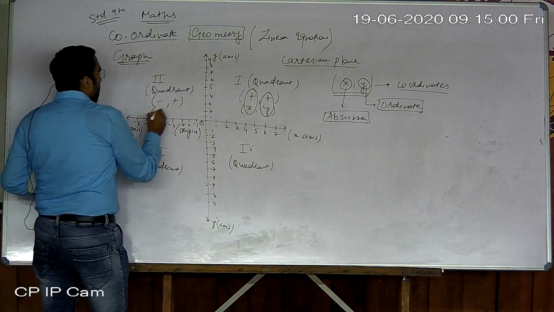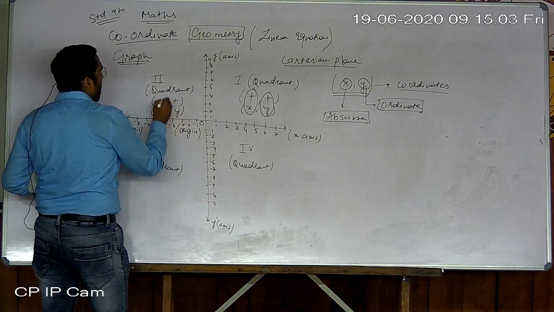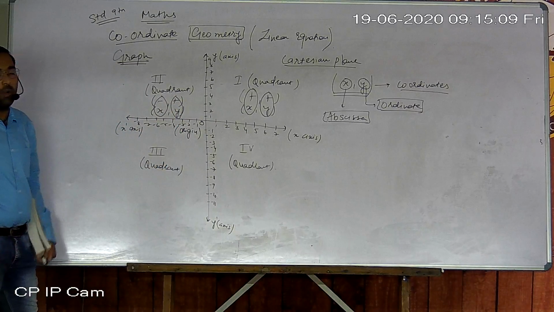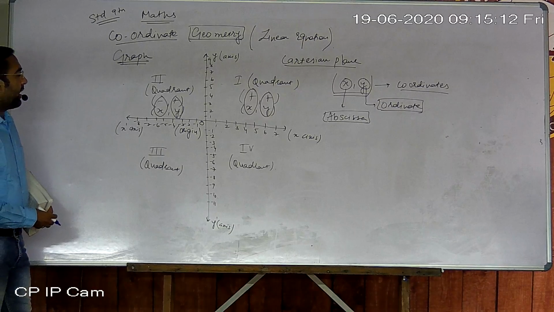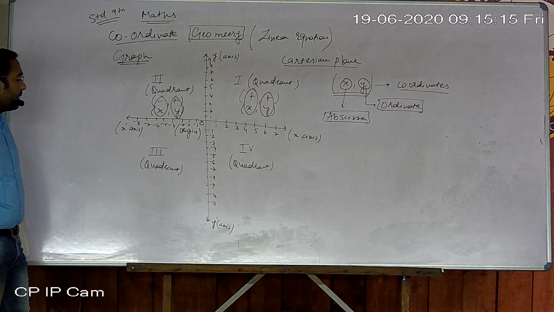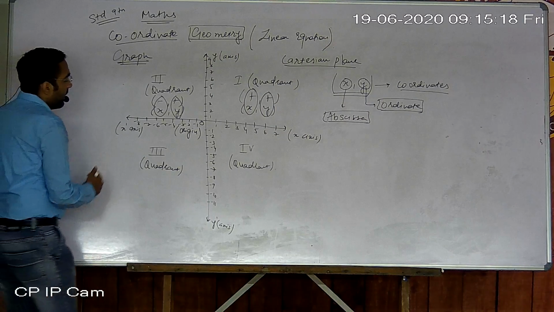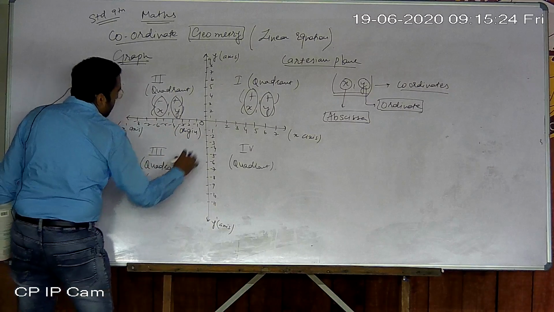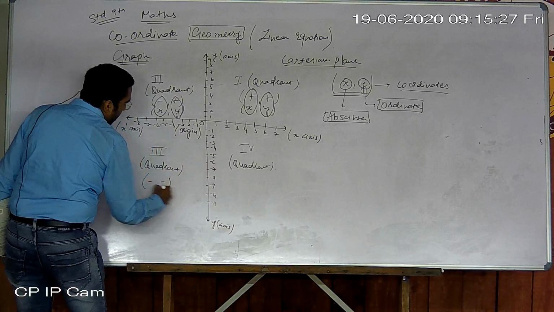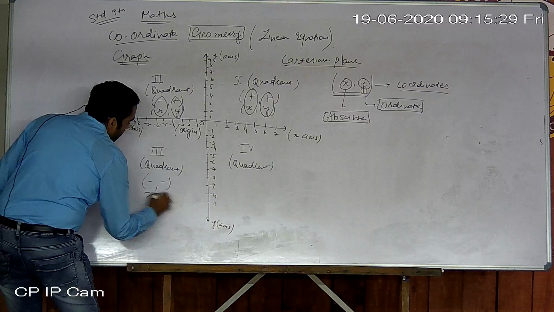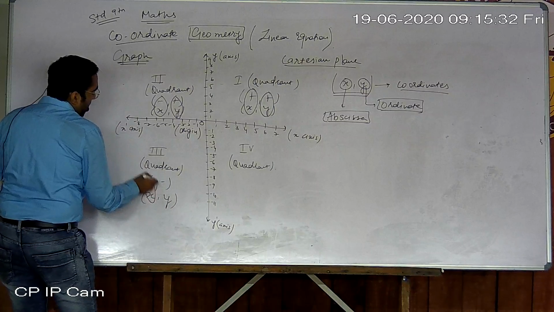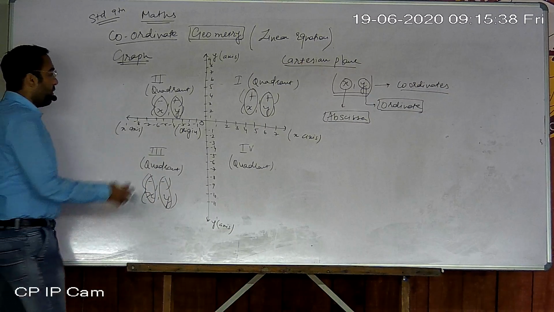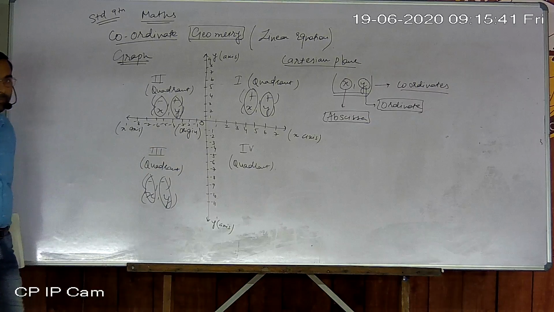For the value of x negative and for the value of y positive, we have to locate on this second quadrant. Now in the third quadrant, the value of x is negative and the value of y is also negative. So if both the abscissa and the ordinate are negative, then we have to locate them in the third quadrant.